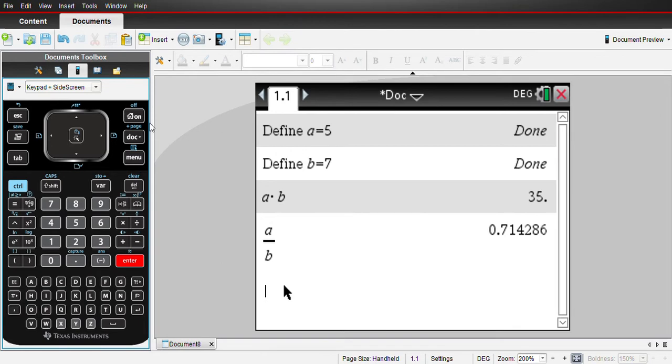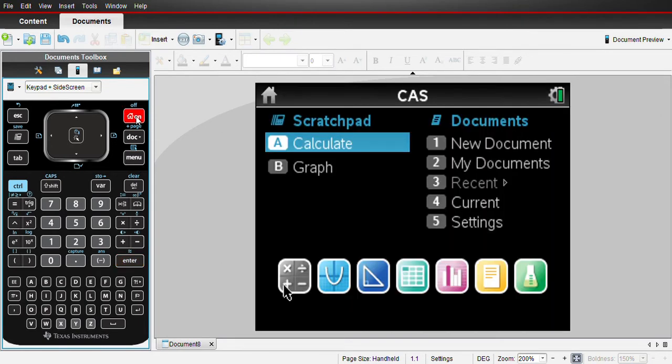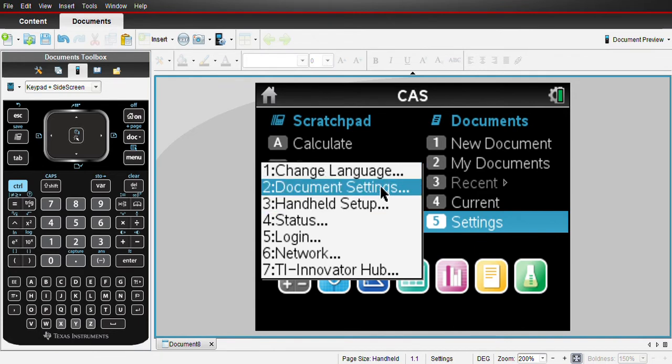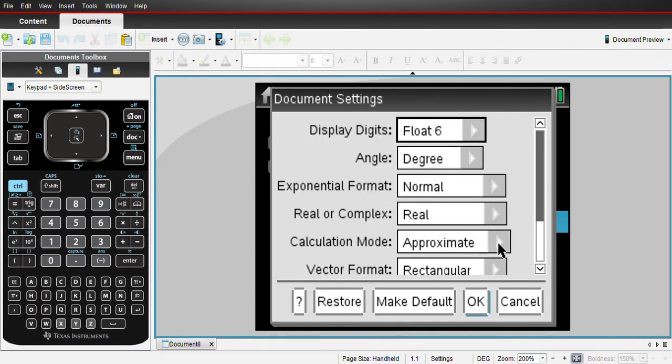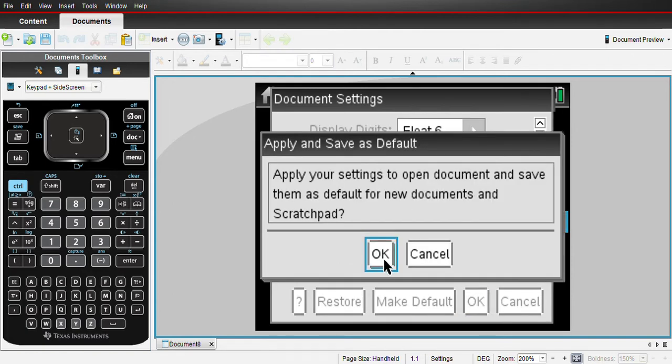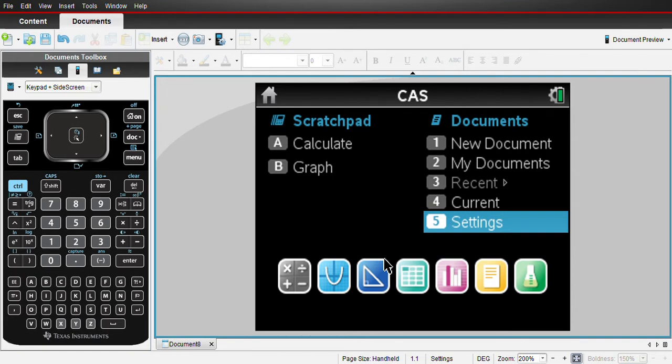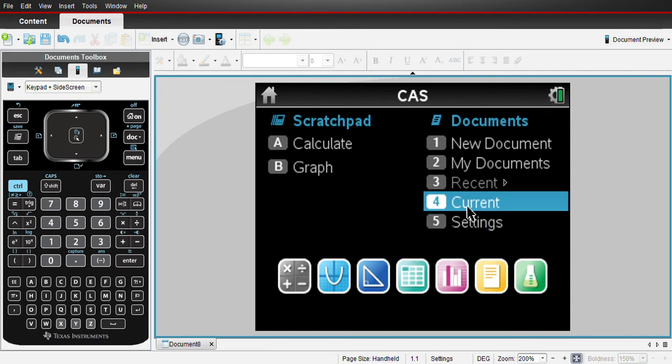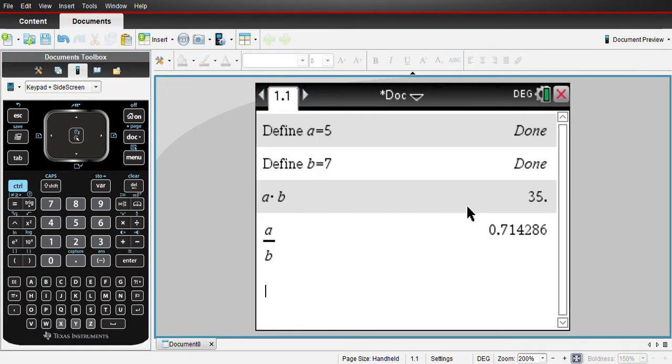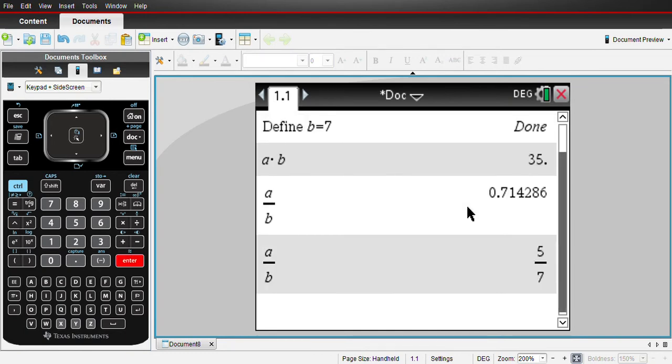Again, if I press go home, settings 5 2, and I set it from approximate mode into exact mode and press make default and press OK, then I go back to my current document, and now if I press enter it will just do A over B again, and this time it will give me a fraction form. So it's a matter of preference and also down to the actual question.